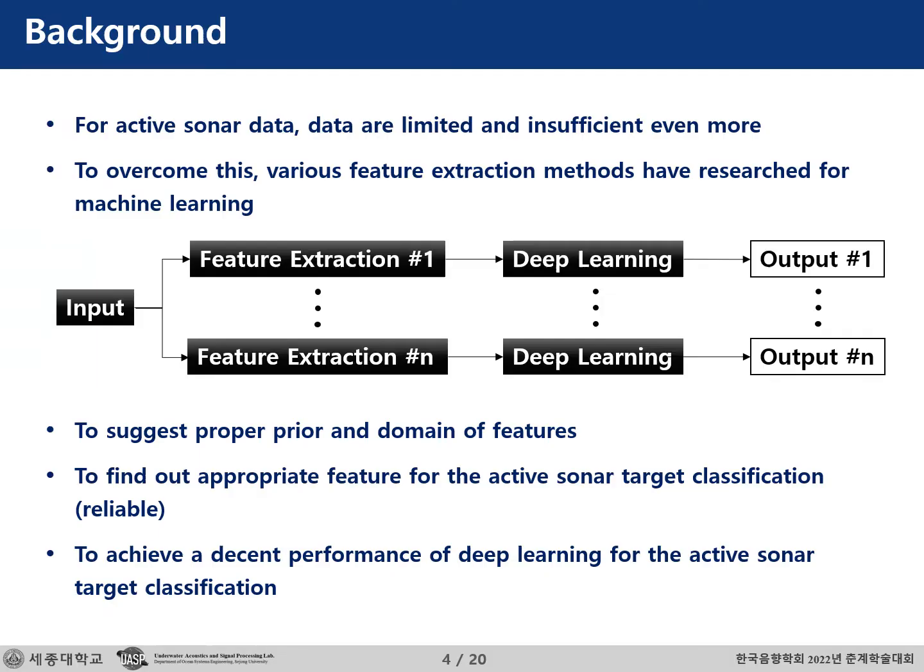In this chapter, I'm going to explain the background of my study. Active sonar data are very limited and insufficient in our field. Therefore, to overcome this problem, various feature extraction methods have been researched. As can be seen in the figure, an extraction method can give a variety of input signals into deep learning. From this study, I want to find out which feature domain is most appropriate for active sonar target classification and suggest a proper prior feature domain.